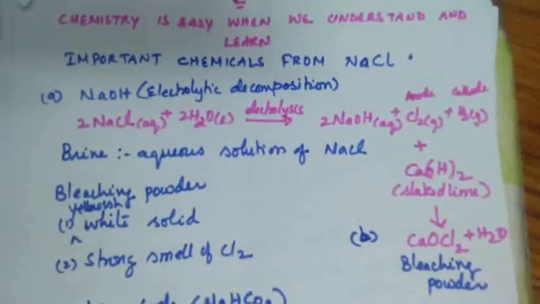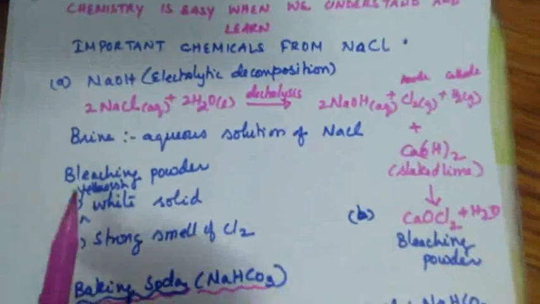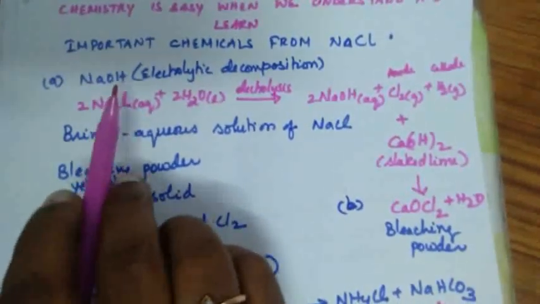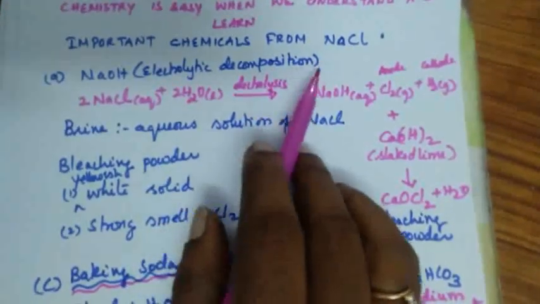Today let us see important chemicals preparation from NaCl salt. Okay, first chemical which we are going to prepare is NaOH, sodium hydroxide. It is the base. So it can be prepared by electrolytic decomposition process.